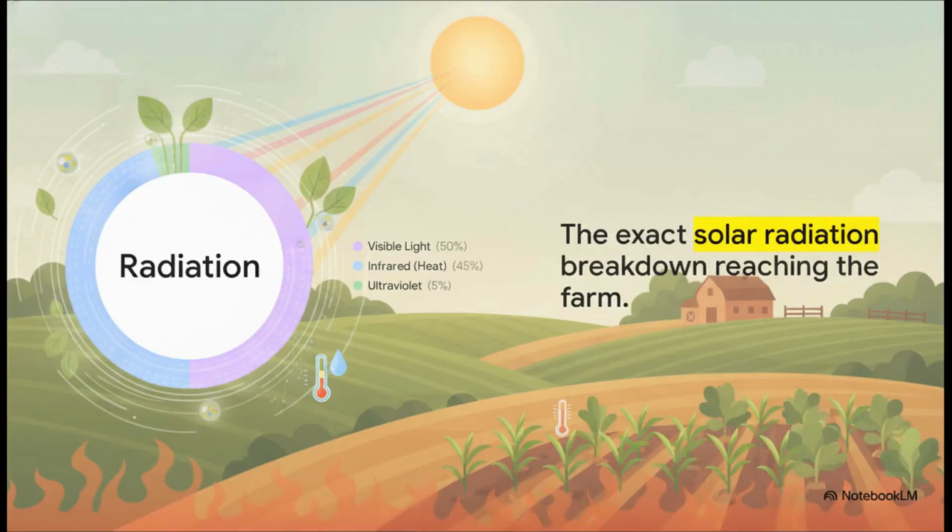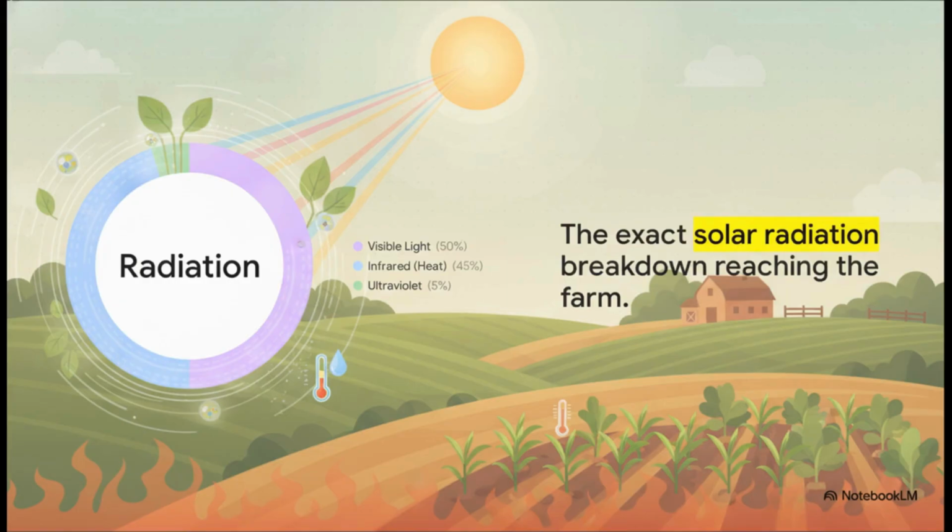But here's the thing. Not all sunlight is exactly the same. Let's break down the exact composition of that incoming solar radiation. According to the syllabus, the energy actually reaching our farm is strictly divided into 3 distinct categories. Exactly 50% of it is visible light. That's the light the plants actually use to pull off photosynthesis.